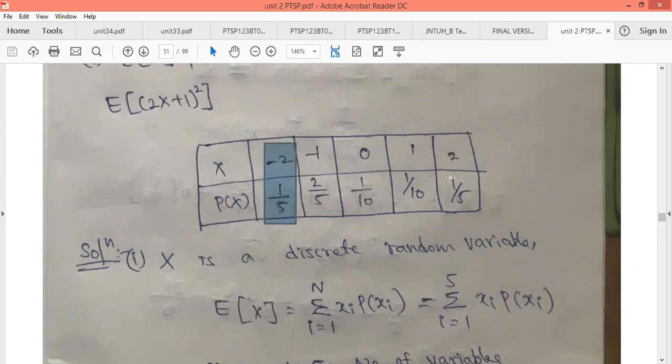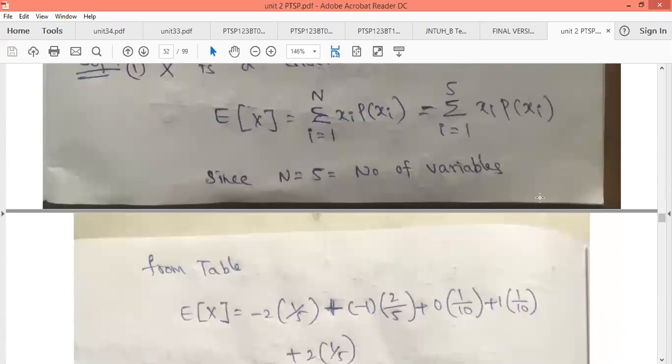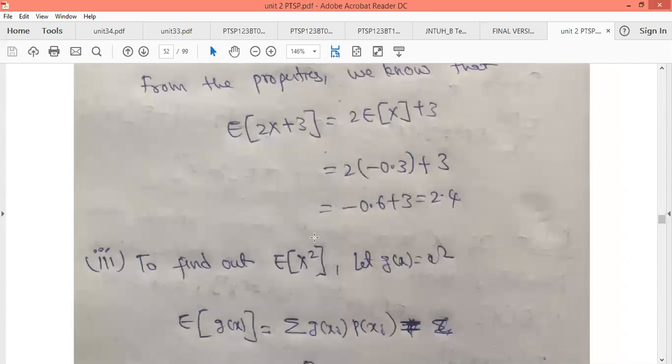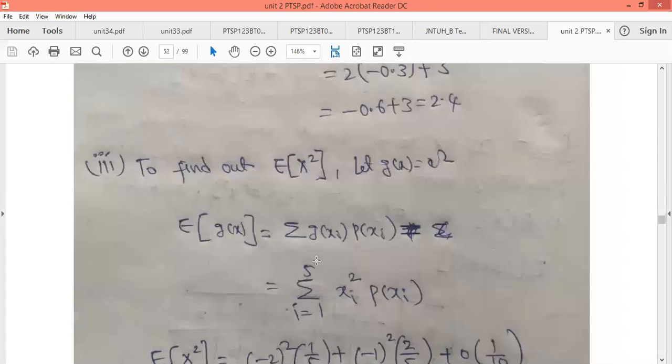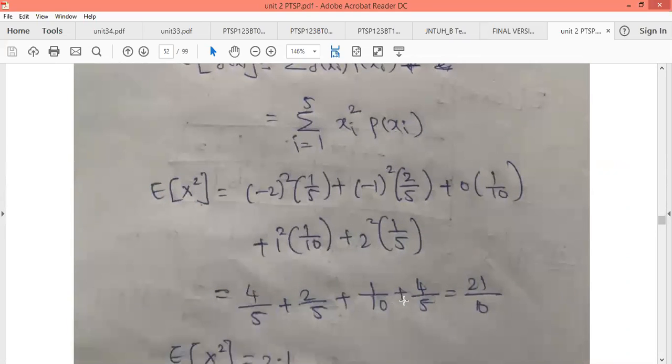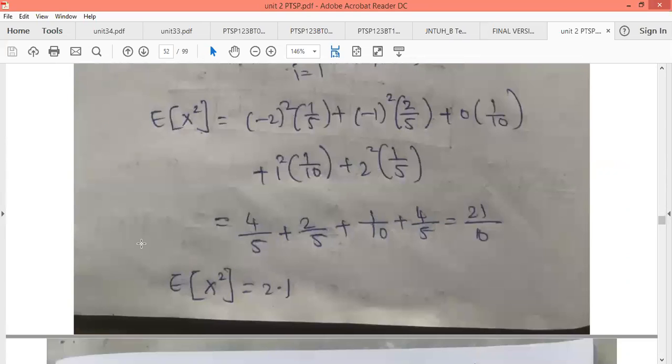So these product terms will be added for all the i values. Here we are not squaring, whereas here it is given as x square. We have to square, that is minus 2 square into 1 by 5, minus 1 square into 2 by 5, plus 0 into 1 by 5, plus 1 square into 1 by 10, plus 2 square into 1 by 5. Like that we have to do. That gives us the expected value of x square.